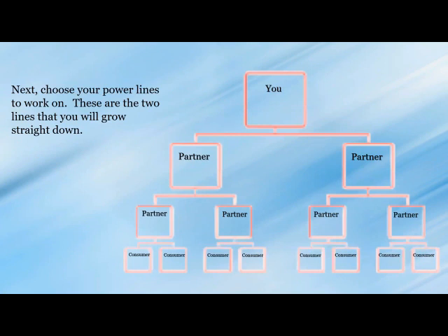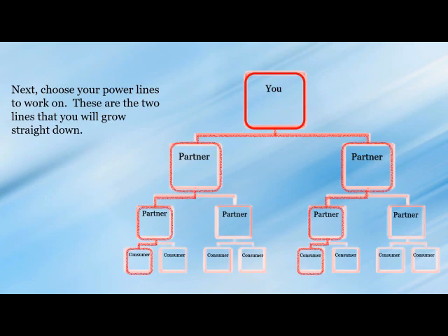Now that you've got two downlines established, your left side and your right side, we need to choose what we refer to as a power line. These are the lines that you are going to grow straight down. So there's you. Now select your power lines straight down to your left and right side. Because remember, this is a binary system. And the word binary just means two.